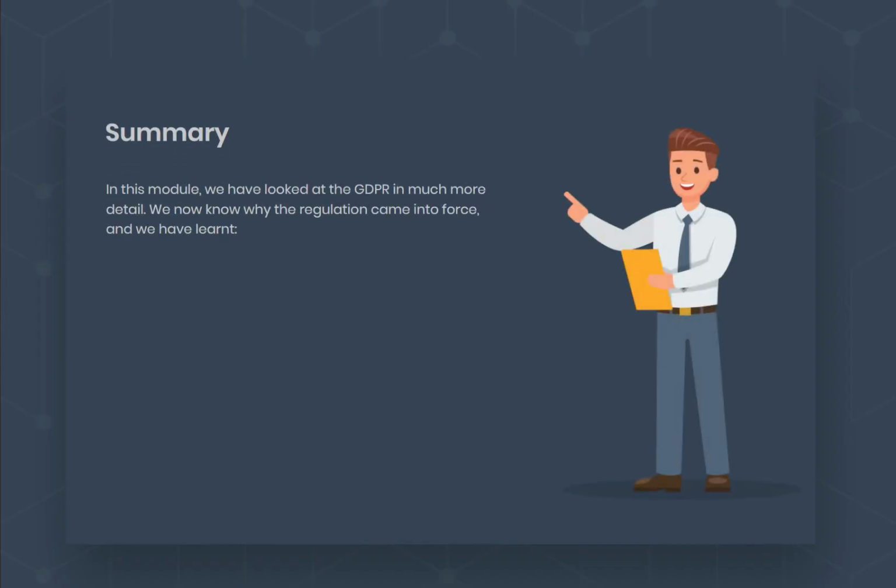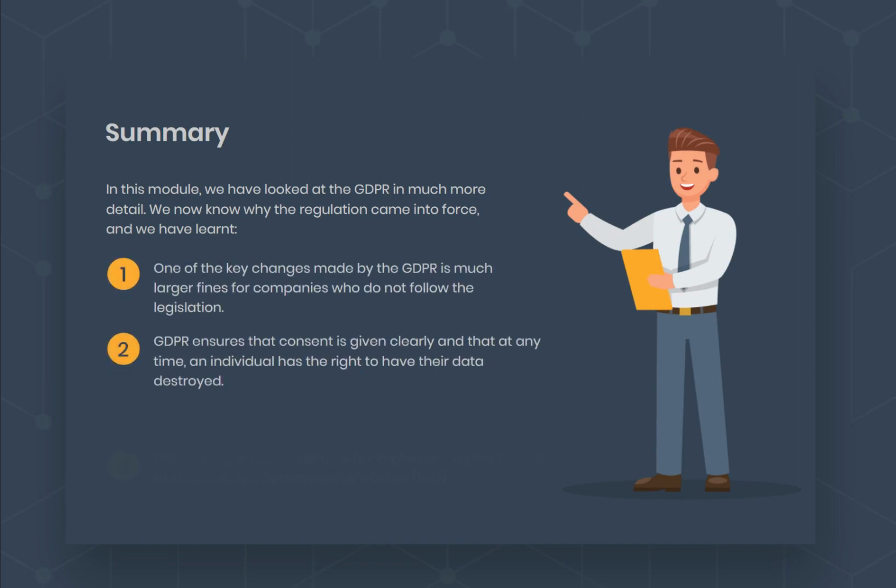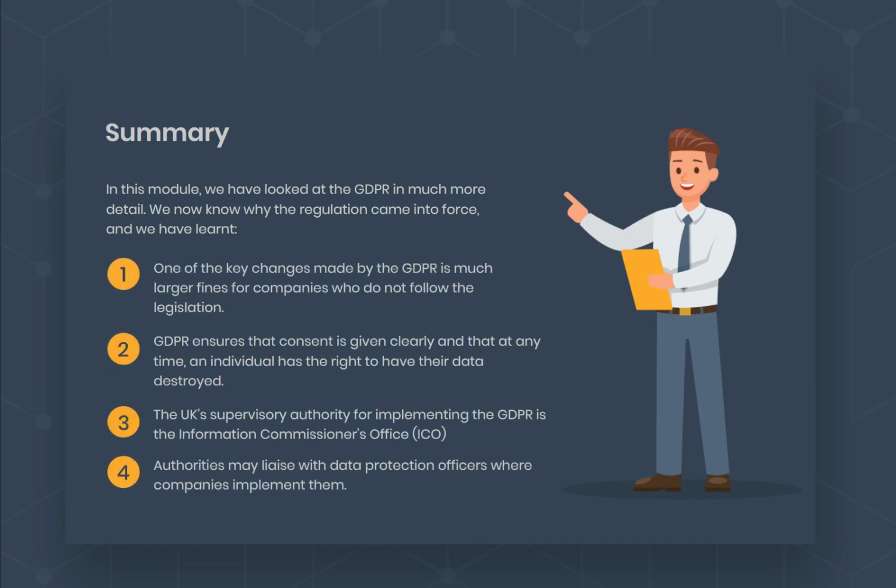Summary. In this module, we have looked at the GDPR in much more detail. We now know why the regulation came into force, and we have learnt: One of the key changes made by the GDPR is much larger fines for companies who do not follow the legislation. GDPR ensures that consent is given clearly and that at any time, an individual has the right to have their data destroyed. The UK Supervisory Authority for implementing the GDPR is the Information Commissioner's Office, ICO. Authorities may liaise with data protection officers where companies implement them.